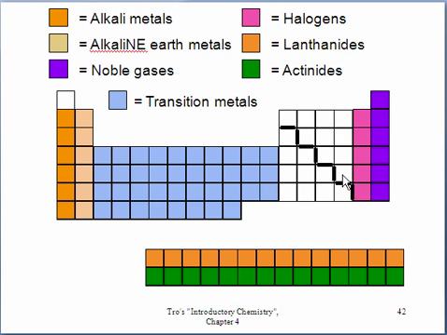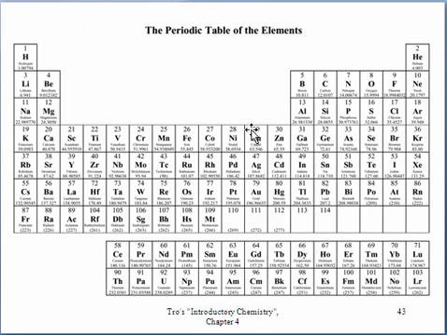Oxygen family, -2. It's 2 away from the noble gases. Nitrogen family, -3. And this is really as far as we go. After 3, it's really hard for atoms to hold on to extra electrons. So let's look at the periodic table with the symbols on it.